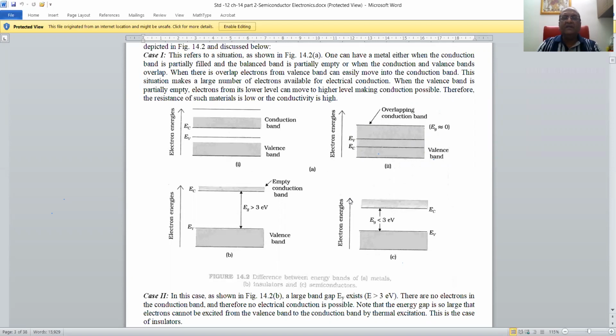Now suppose we think about conductors. Then in conductors, the situation is as shown in this figure, right? There is the overlapping of valence band and conduction band. Say how? Suppose these are the energy levels of valence band, these are the energy levels of conduction band, and they overlap like this.